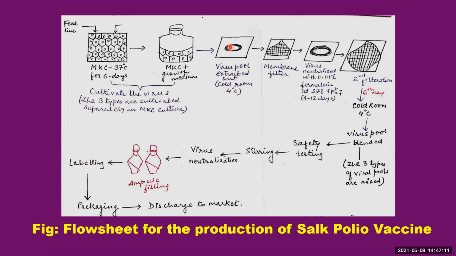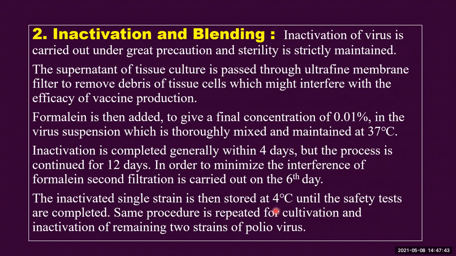And then on the 6th day, second filtration, and then store in cold room at 4 degrees. Then in this way, we have grown all the 3 viruses. So the virus pool is then blended. Okay, all the 3 viruses given proper same treatment are blended. After blending, safety testing, stirring and all, and then neutralization of the formalin effect is done. Okay. After that, the trivalent vaccine is filled in ampule, labeled, packaged, and discharged into market.